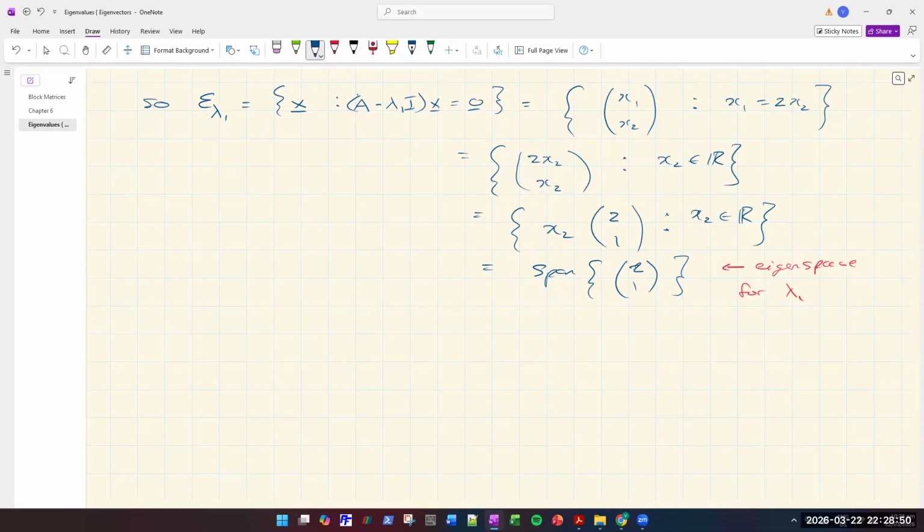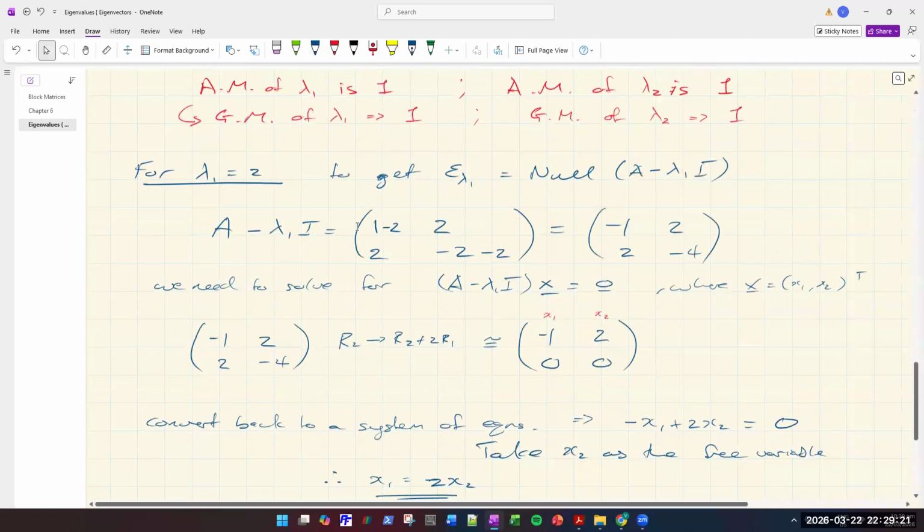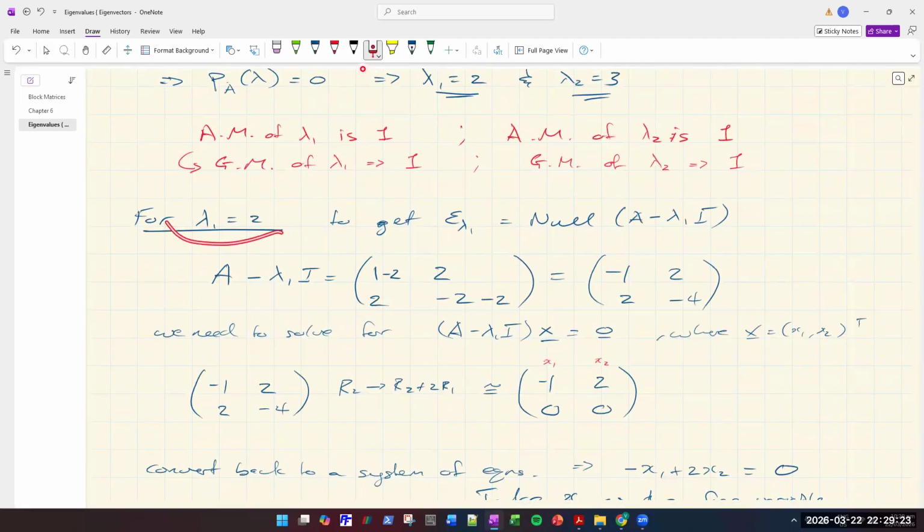And what if I want a corresponding eigenvector? An example of an eigenvector is take any vector from this space. Any vector, any multiple of 2, 1. Right? You could even take 2, 1. Right? So this is an eigenvector. So that is, of course, for lambda equal to 2.